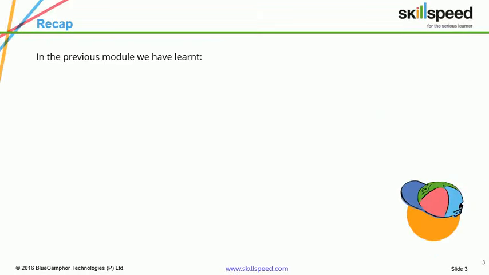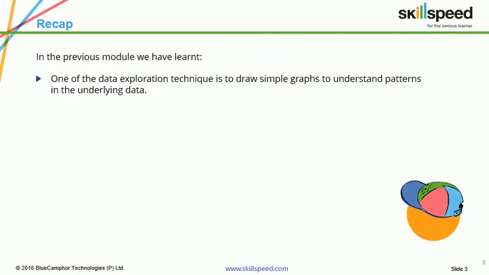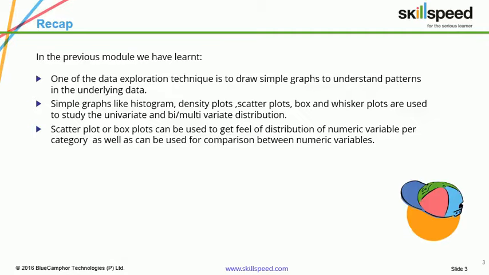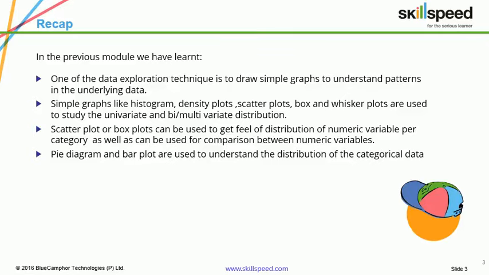In the previous module, we learned that one of the data exploration techniques is to draw simple graphs to understand patterns in the underlying data. Simple graphs like histograms, density plots, scatter plots, box and whisker plots are used to study the univariate, bivariate, as well as multivariate distribution. Scatter plots or box plots can be used to get a feel of the distribution of a numeric variable per category, as well as for comparison between numeric variables. Pie diagrams and bar plots are used to understand the distribution of categorical data.